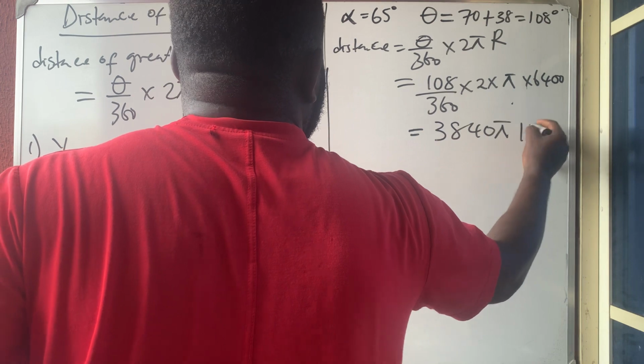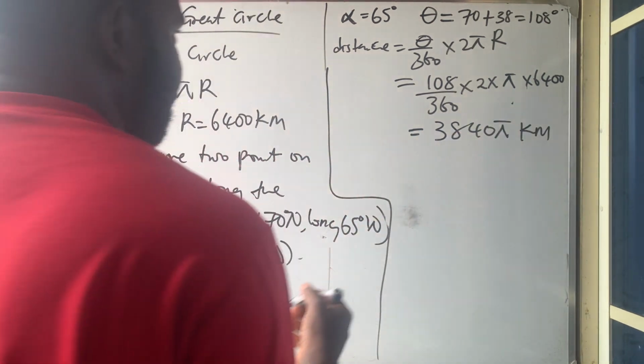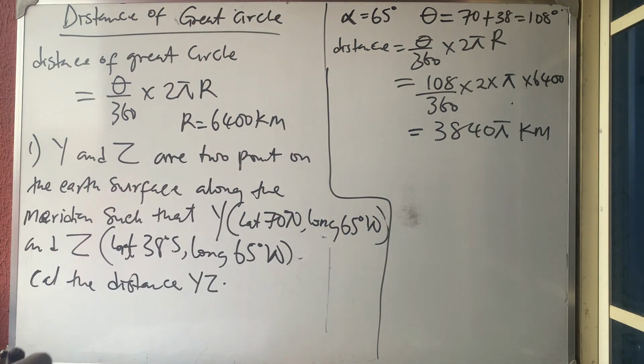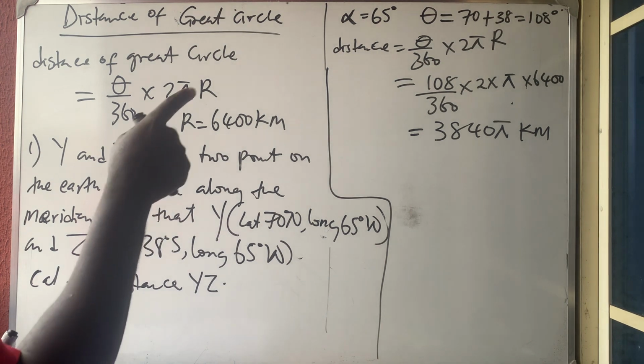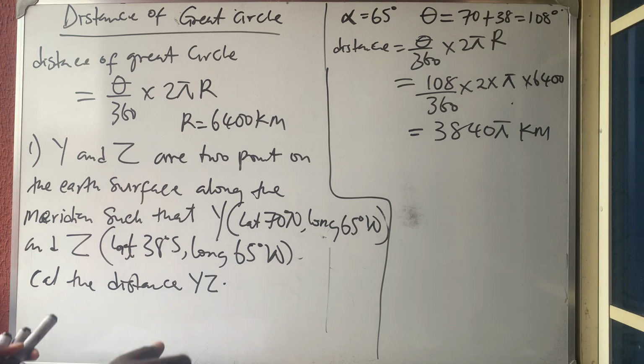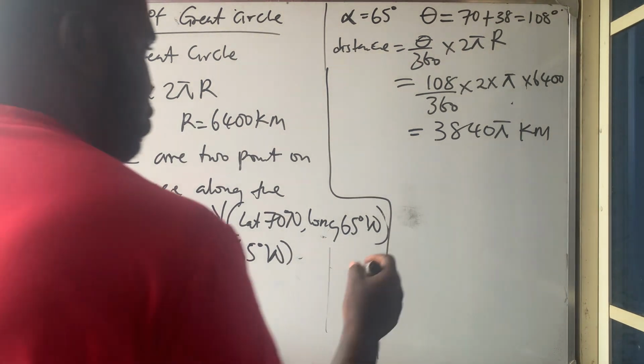3,840 pi in kilometer. It depends on the option you are seeing there. If their own is in pi, you leave your own in pi. If their own is not in pi, you put pi as 3.142 or 22 over 7. You see, I got the answer without drawing it, but let us draw it so that you understand it.